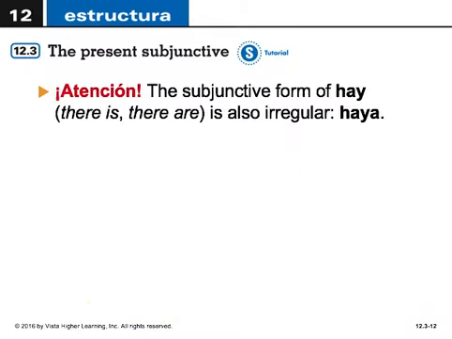And do know that there's also a subjunctive form of the verb hay, which is from the verb haber, which means there is, there are, and it's also irregular. It is haya. Like, I doubt that there is or are things there. Do look at haya instead of hay.